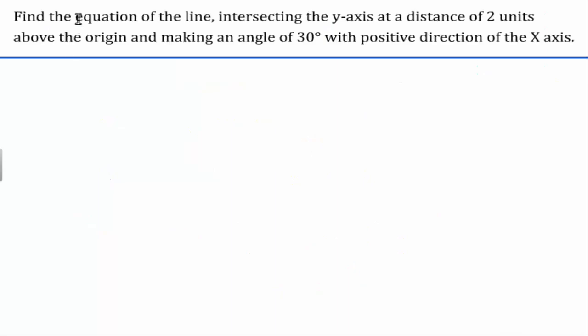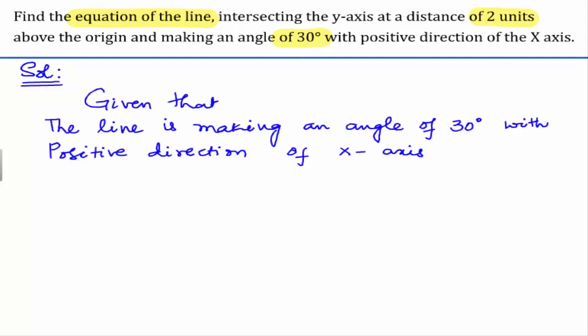In this question, we need to find out the equation of a line which is making an angle of 30 degrees with the positive direction of the x-axis and also intersecting the y-axis at a distance of 2 units above the origin. Let us see the solution for this. Given that the line is making an angle of 30 degrees with the positive direction of x-axis, therefore slope of line will be tan 30 degrees, that is 1 by root 3.